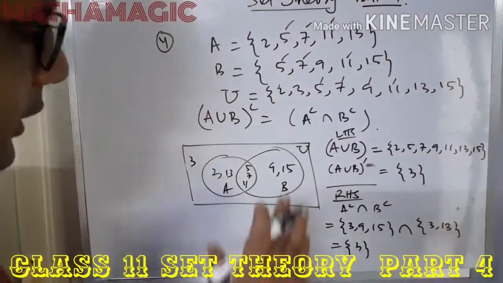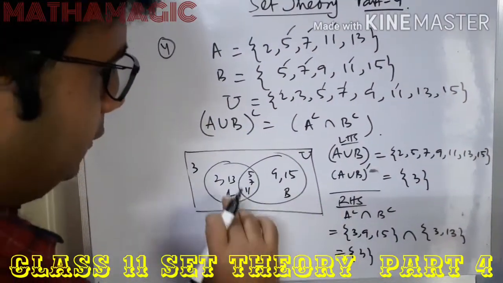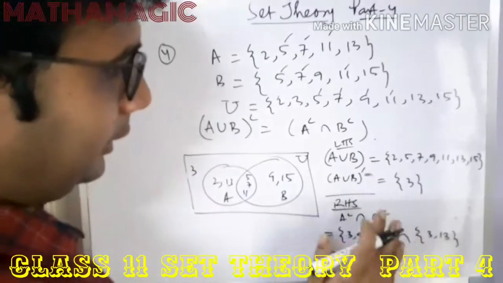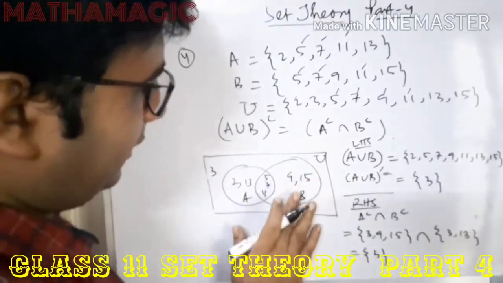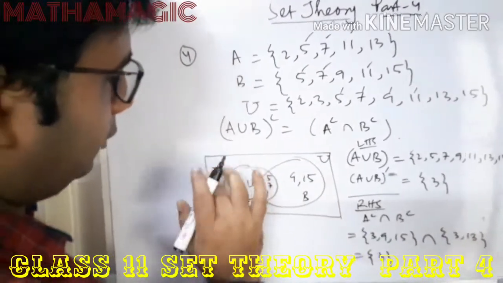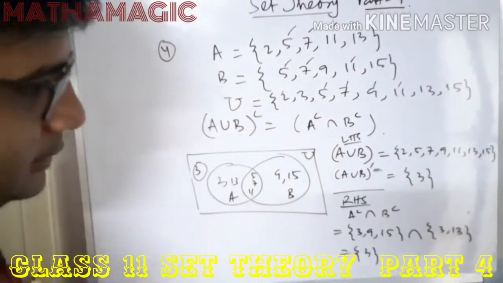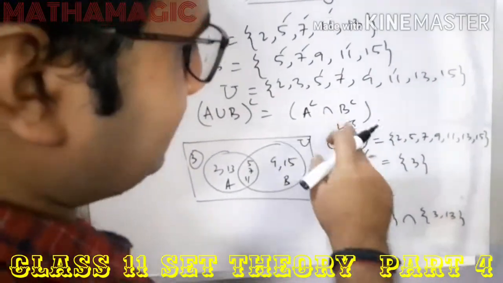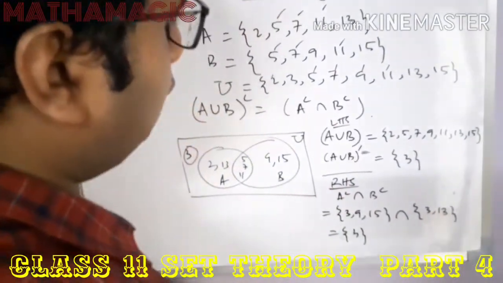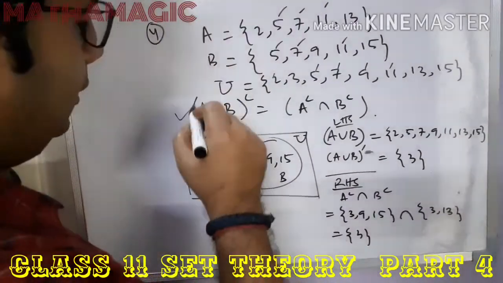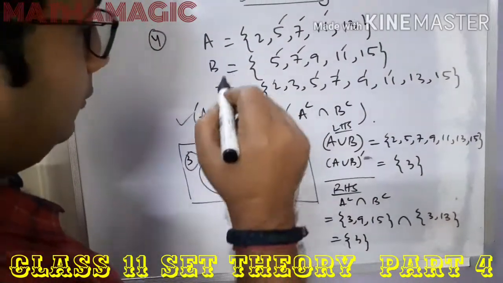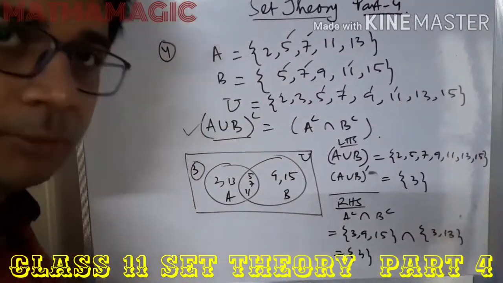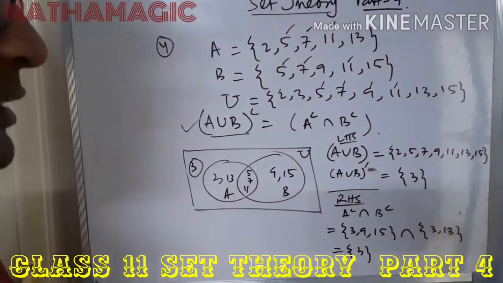We can see by using the Venn diagram also that A complement means the whole part excluding A, and the whole part excluding B is B complement. There is only one thing in common, that is 3. So we can easily see that LHS is equal to RHS. We can conclude that the given statement, A union B complement is equal to A complement intersection B complement, is absolutely true.